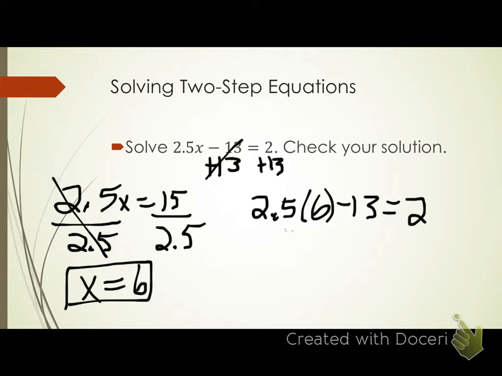To check my solution, remember I'm just working down both sides of my equation. Is my right side already worked down? Yes, it's just 2. I have nothing else to do over there, right? On my left side, I'm using my order of operations. Which comes first? Multiplication. What's 2.5 times 6? 15. And then my last step, what is 15 minus 13? 2. So I get 2 equals 2.